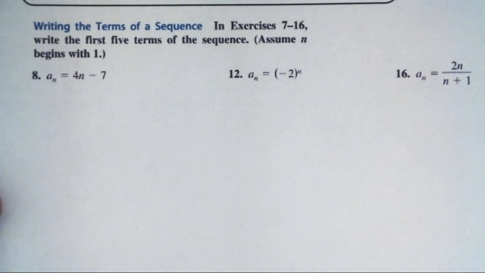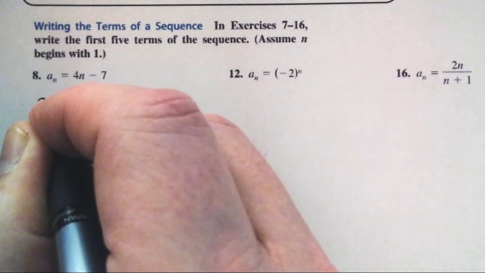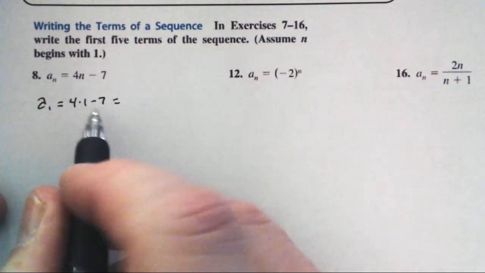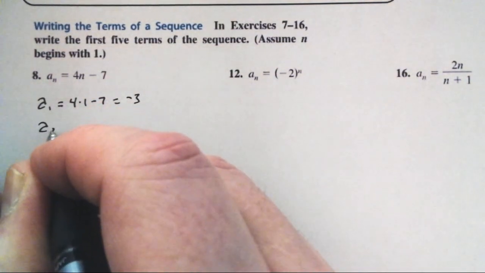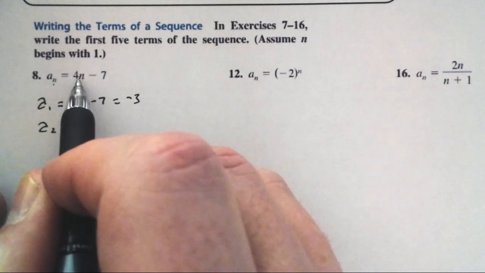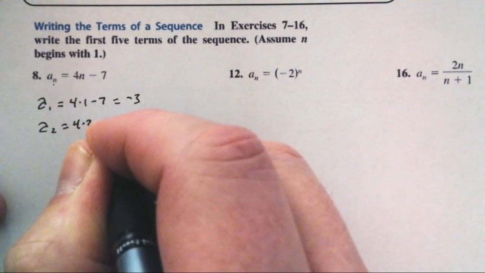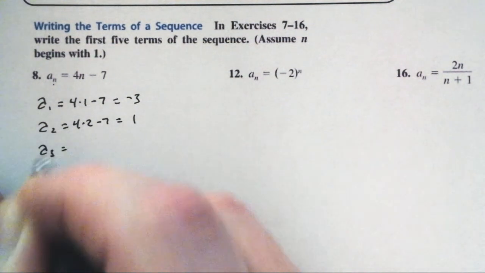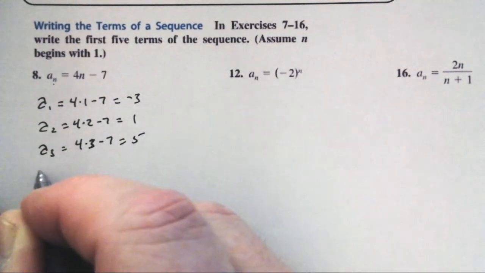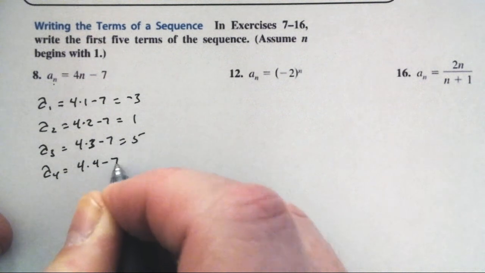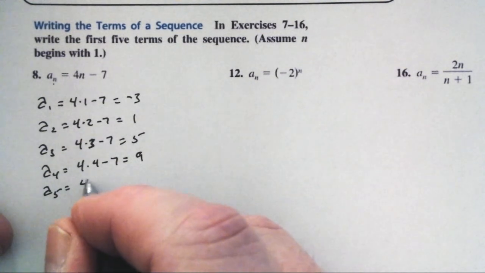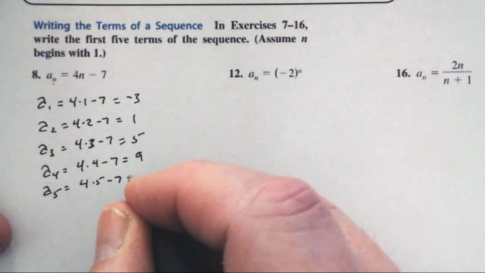Writing the terms of a sequence, write the first 5 terms. So A1, this is probably the only time I'll write this all out, is 4 times 1 minus 7, or 4 minus 7, negative 3. A2, the second term, it's just like a function. If this was A of n, we would just put 2 here, 2 there. Is 4 times 2, 8, minus 7, 1. A3 is 4 times 3, 12, minus 7, 5. A4, of course, is 4 times 4 minus 7, 16 minus 7, 9. And A5 is 4 times 5 minus 7, 20 minus 7, 13.